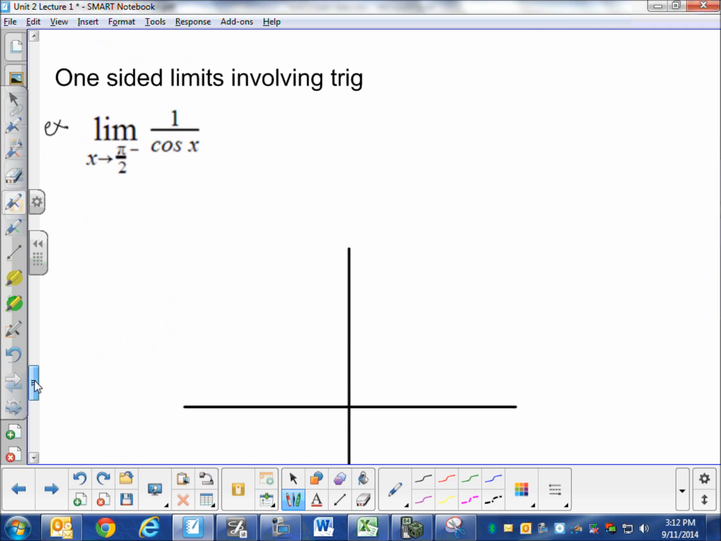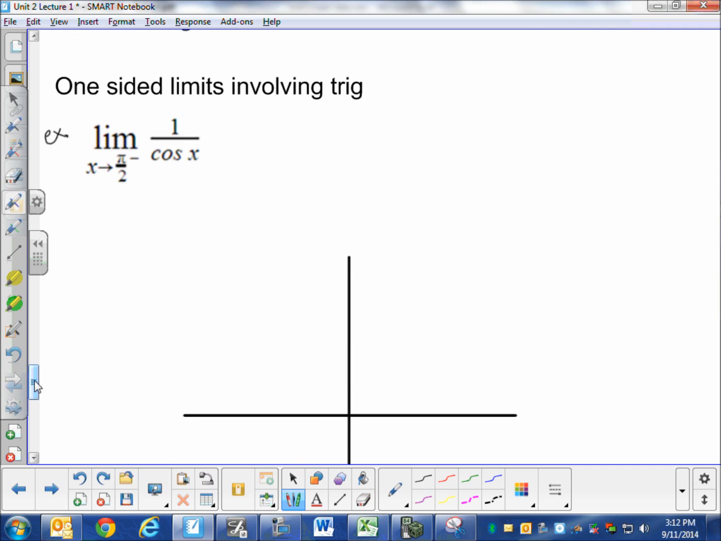All right, let's do some even funner ones. That's a word? Yeah. Let's do these one-sided limits involving trig functions.